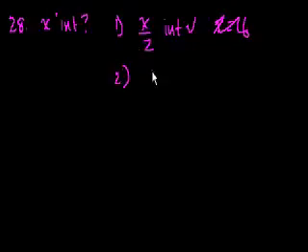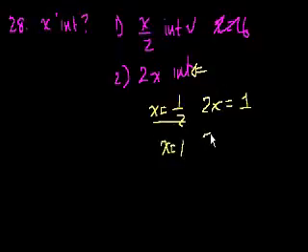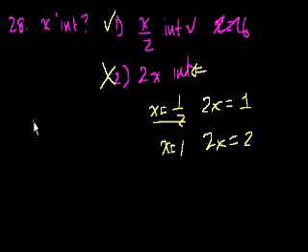Statement number 2 tells us that 2x is an integer. This doesn't give me a lot of information because if x is equal to 1/2, then 2x is equal to 1. So 2x is an integer, but x is not an integer. But then if x is equal to 1, then 2x is equal to 2. And so 2x being an integer doesn't necessarily tell me whether or not x is an integer. So this is useless. And this is useful. So the answer is 1, that only statement number 1 is necessary.